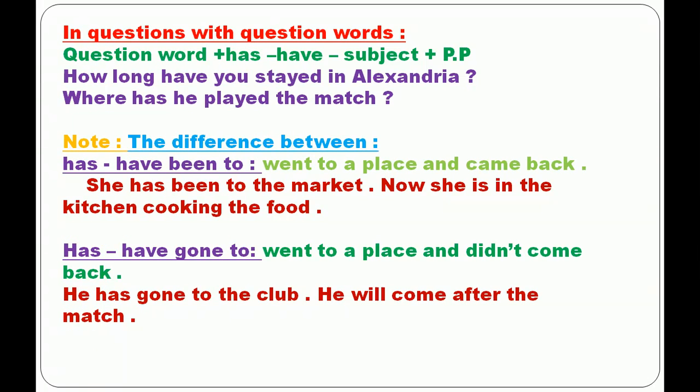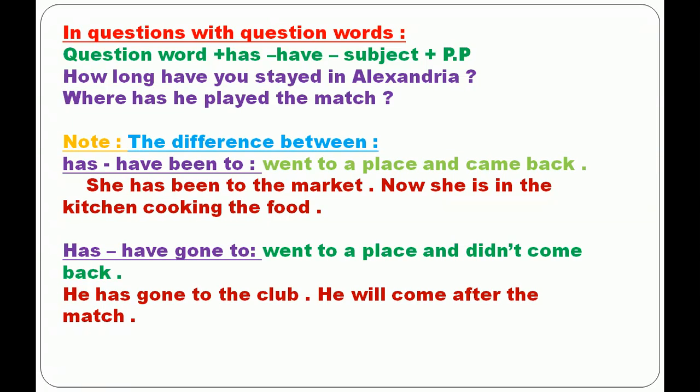In questions with question words like where, what, and how, we begin with the question word plus have or has plus subject and past participle. For example, how long have you stayed in Alex? Where has he played the match?